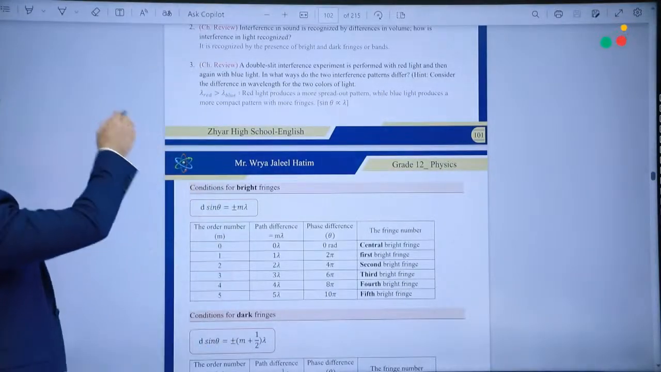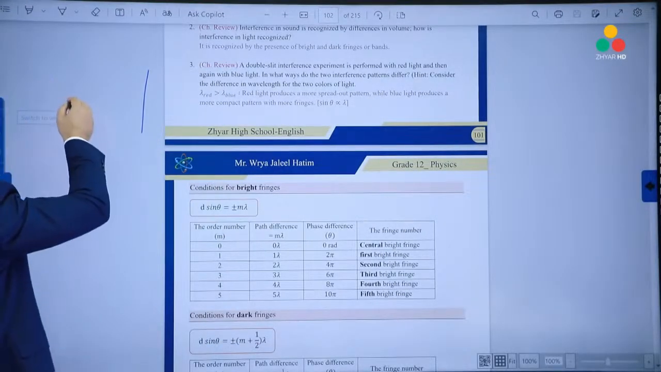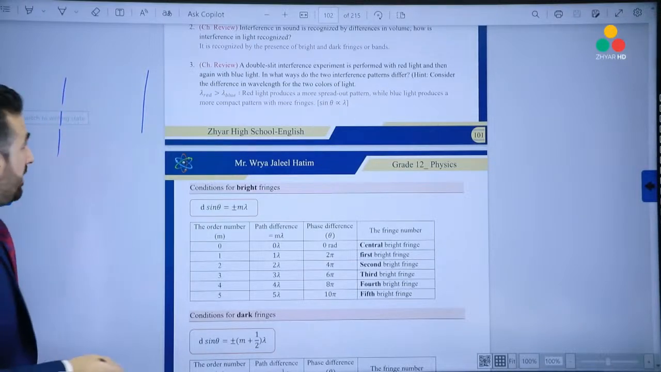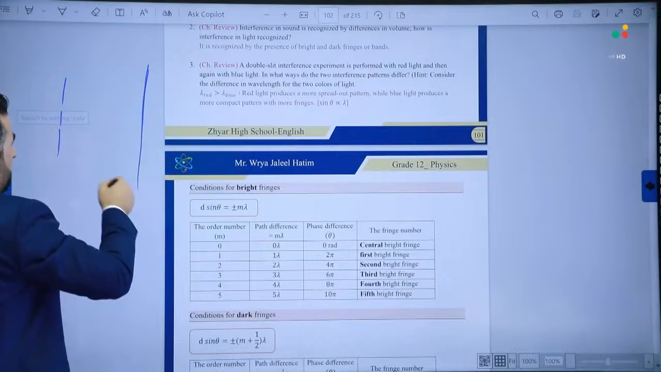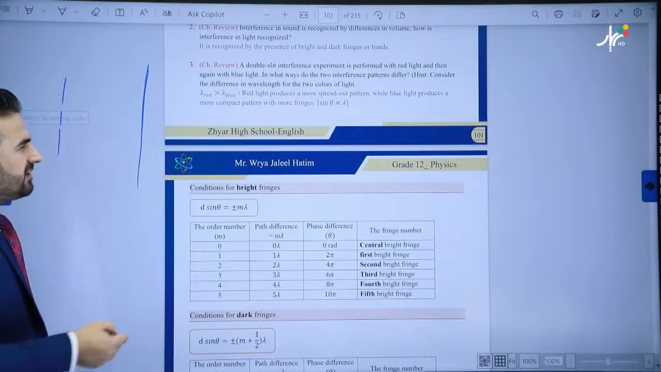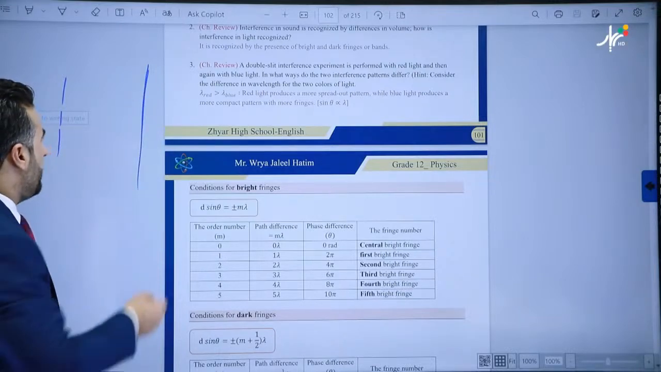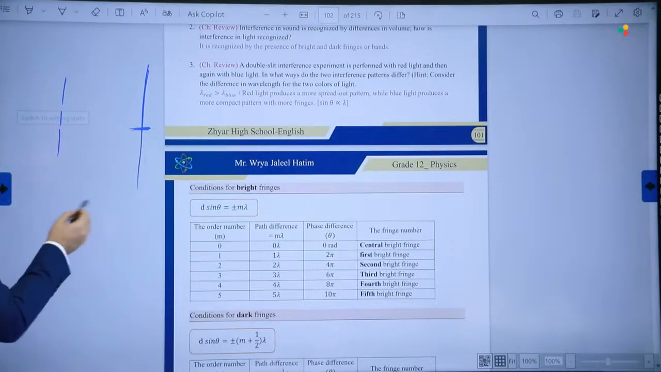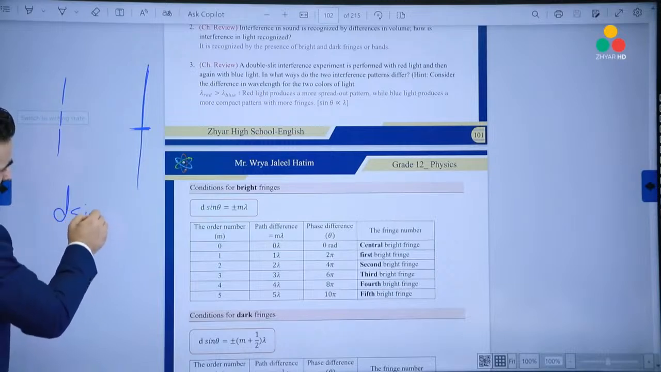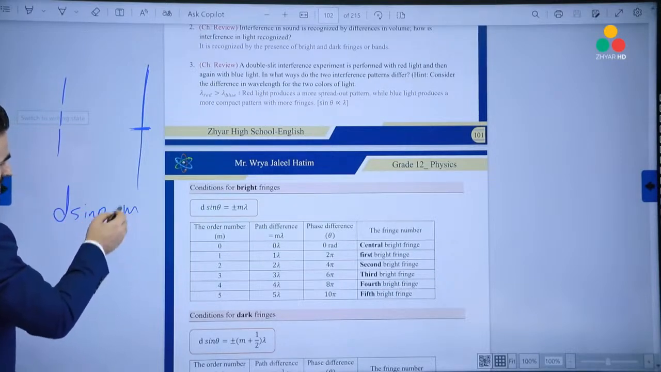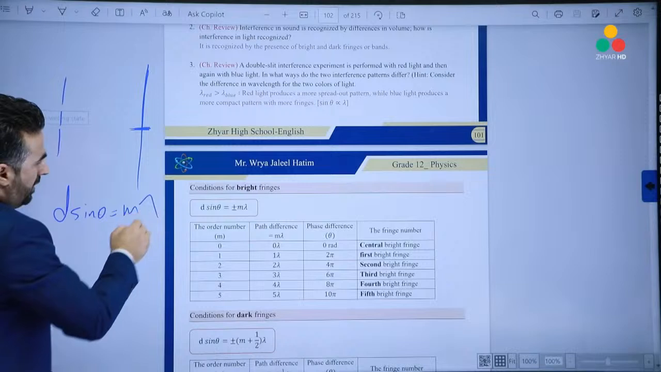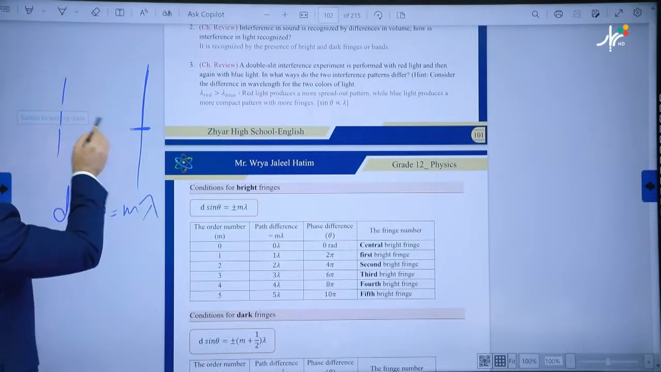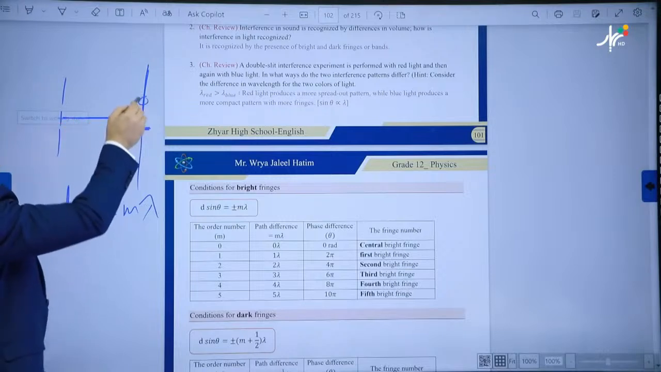Okay, so watch this. Let's say here's the screen, and here are the slits that we're using. This is the central bright one, correct? First of all, we're going to do it with red. So here's the equation: d sine theta equals plus or minus m lambda. Ignore the plus minus here. This sine theta is basically the angle between the central maxima and, of course, the bright fringes.